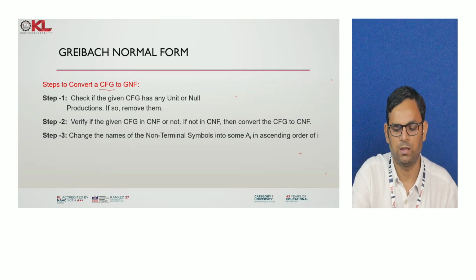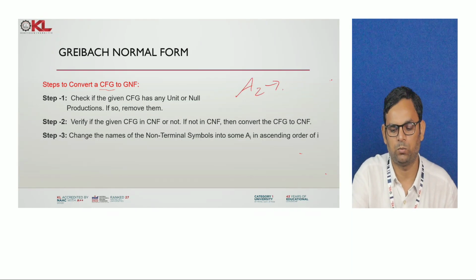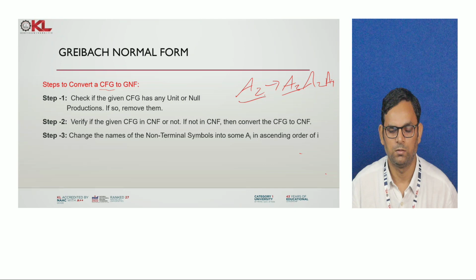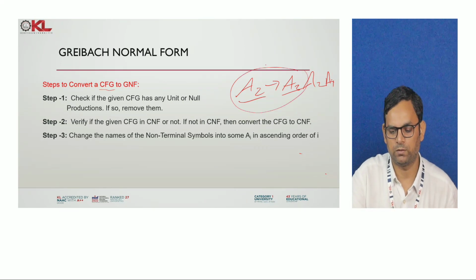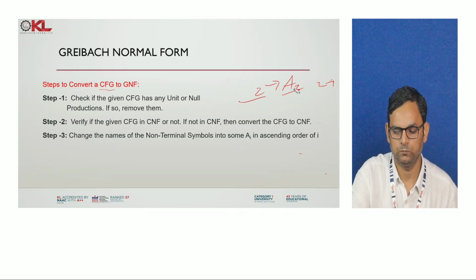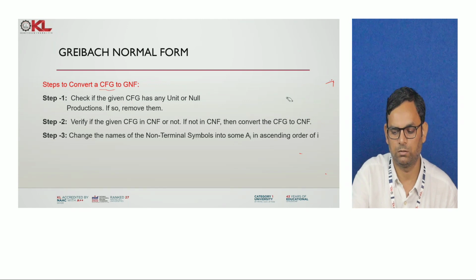Left recursion means a non-terminal A2 produces A2 A3 or something again, meaning this type of production is called left recursion. Then we have to remove this left recursion. This is not allowed in GNF.